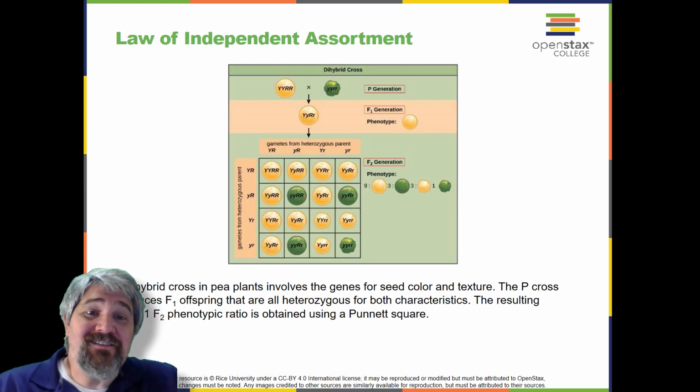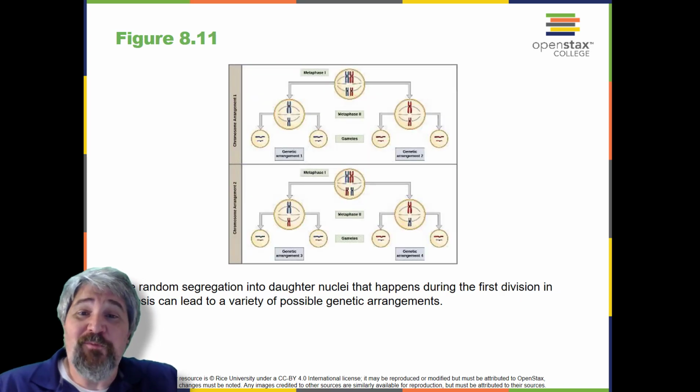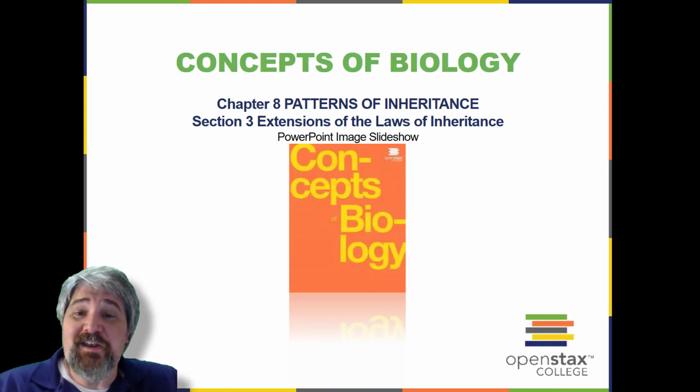Each gamete can contain any combination of paternal and maternal chromosomes, and therefore the genes on them, because the orientation of tetrads on the metaphase plane is random. And that's demonstrated here. And that brings us to the end of Section 2.